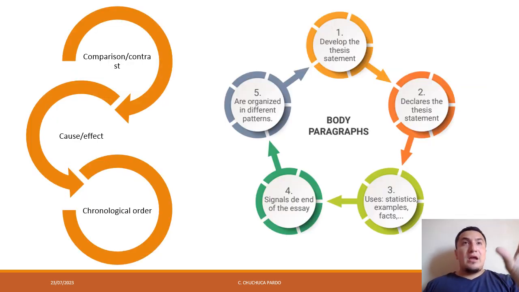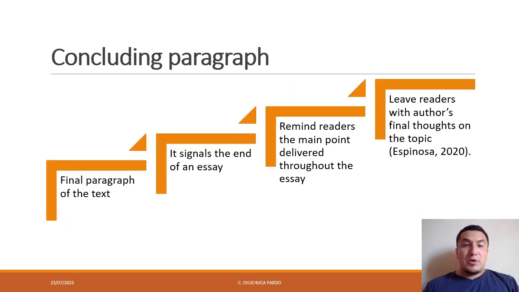There could be different kinds of body paragraphs: comparison, contrast, cause, effect, chronological order. And the last part is a concluding paragraph. This is the final paragraph of the text. It signals the end of an essay. It has three functions. The first one, it signals the end of an essay. The second is to remind readers of the main point delivered throughout the essay. And the third is to leave readers with final thoughts on the topic.